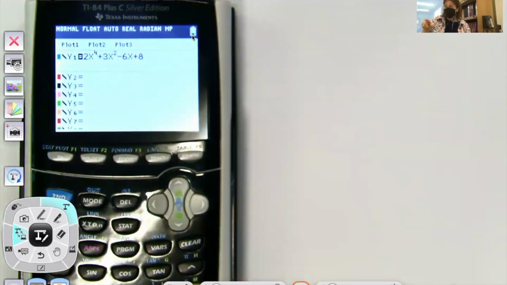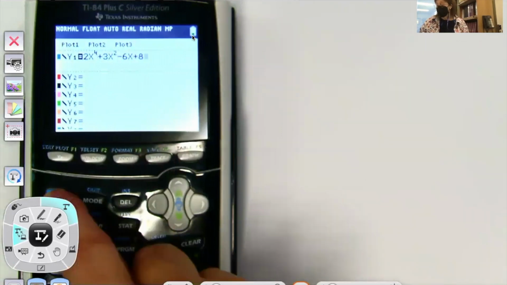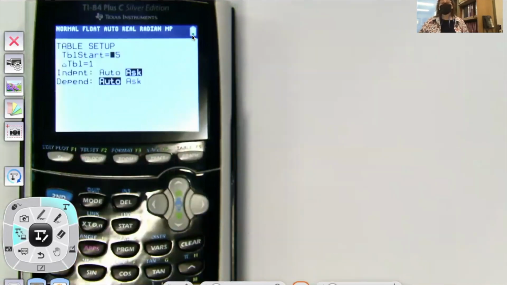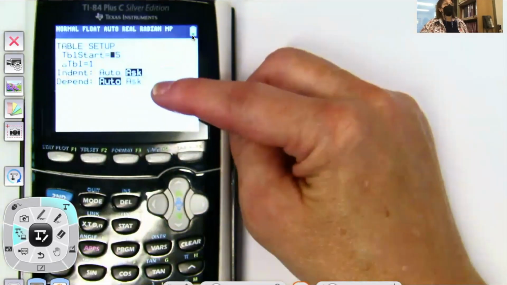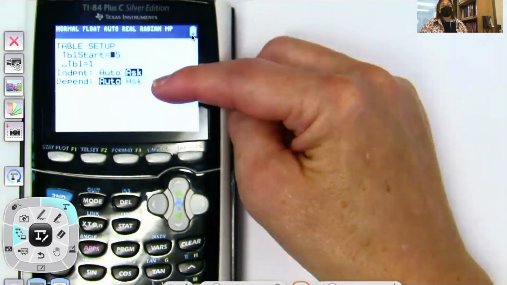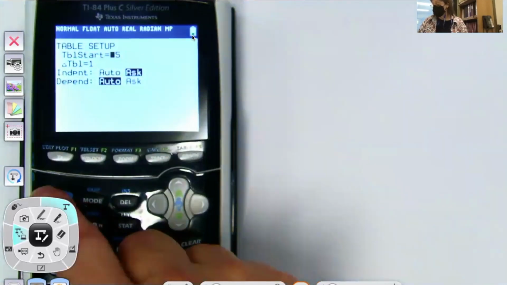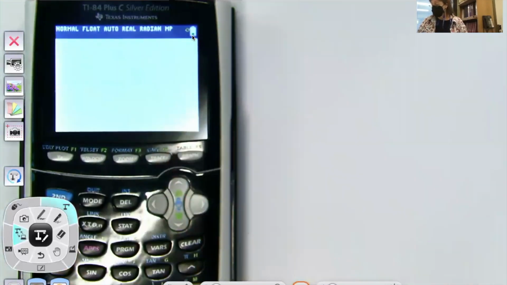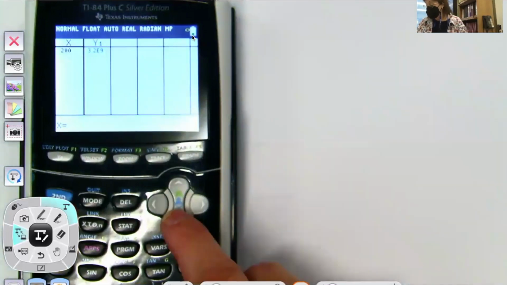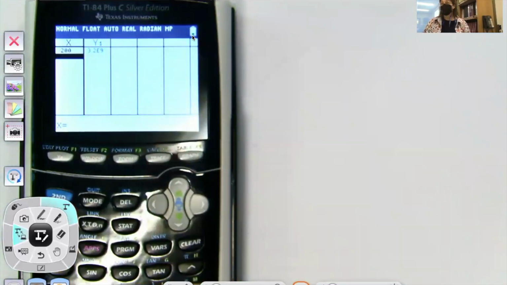So if yours is not on ask, put it on ask. I'll give you 2 seconds. If yours is not on ask, second table set, make sure it says ask for the independent and the dependent is auto. And then go to your table, second table. If I arrow down, it gets off my little 200 there. Let's put in, I don't know, put in 35 and see what it spits out.